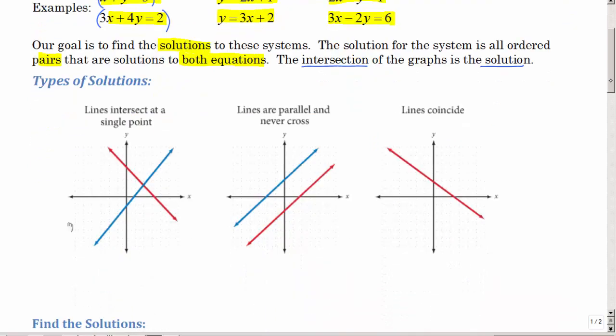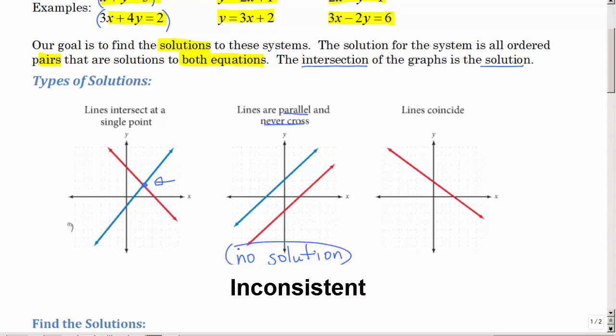We have three possibilities with lines. Lines can intersect at a single point, and that is going to be the solution. Or the lines are parallel and they never cross, and we would have no solution, meaning they have no points in common. Some books call this inconsistent. But I'm going to be fine with the words no solution, and that is because, again, the lines are parallel.